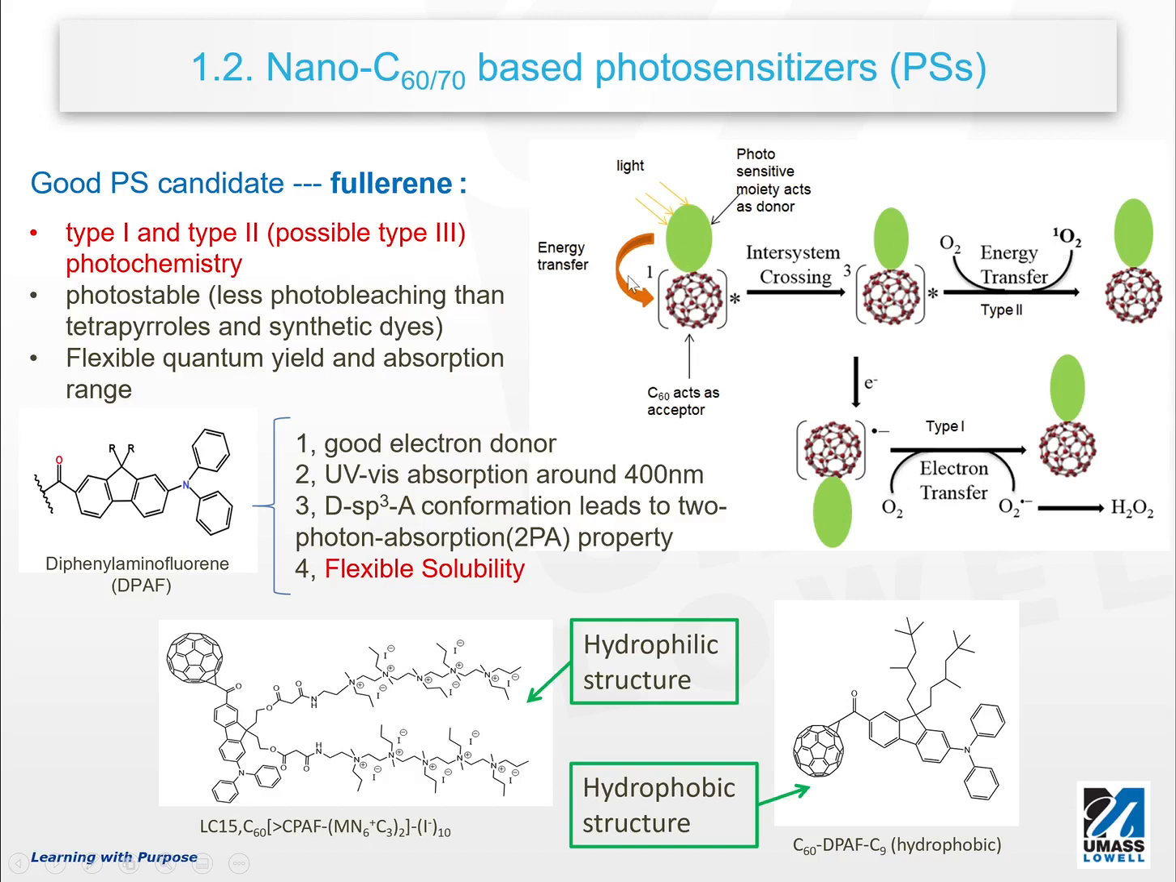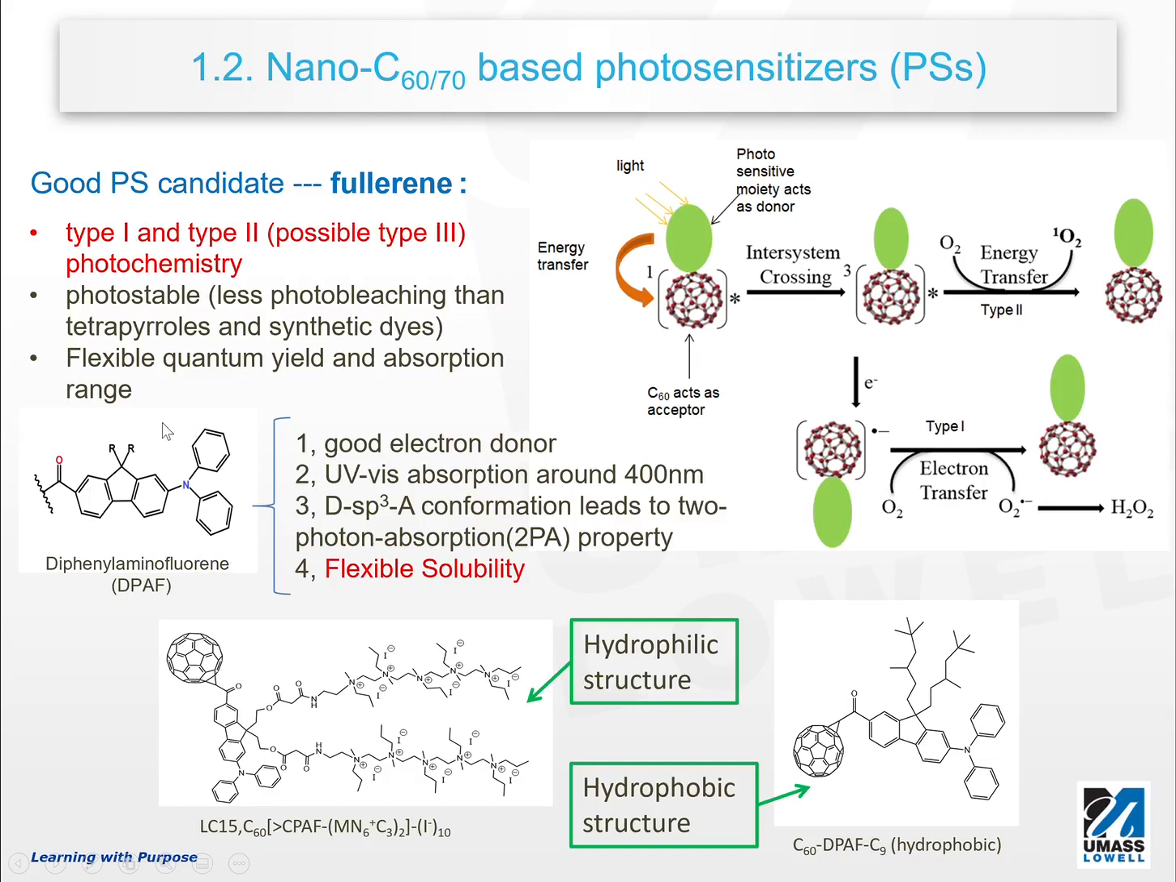And based on this system, for the fullerene-based photosensitizer, we discovered this type of molecule is a very good electron donor, and when conjugated with fullerene, it can be a very good fullerene-based photosensitizer. And this molecule is called diphenylaminofluorene, short as DPAF. The reason why we choose this molecule as an electron donor is because it's a fully conjugated system.